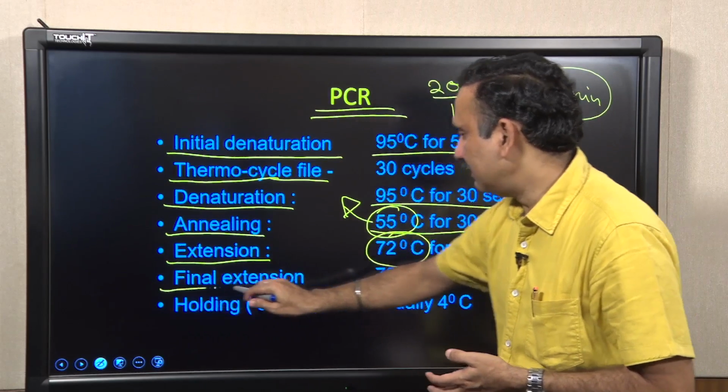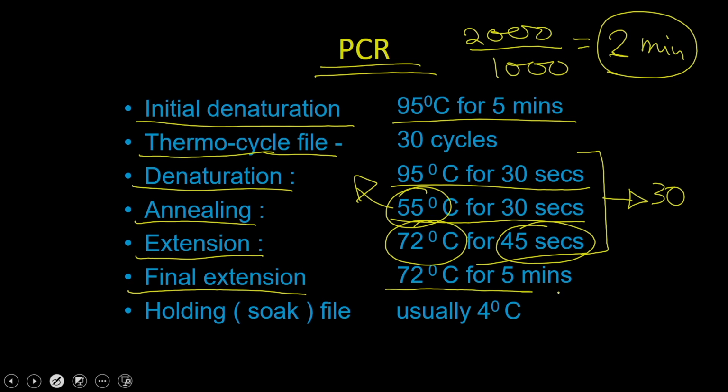And then you have the final extension. The final extension would be at 72 degrees Celsius for 5 minutes, and then there will be a final hold where you ask the machine to keep the reactions at 4 degrees, because DNA is very stable at 4 degrees and cannot remain stable at higher temperatures. So, you can ask for the samples to be stored at 4 degrees.